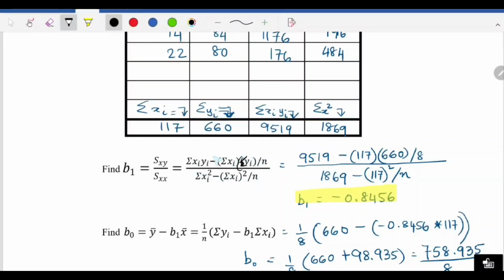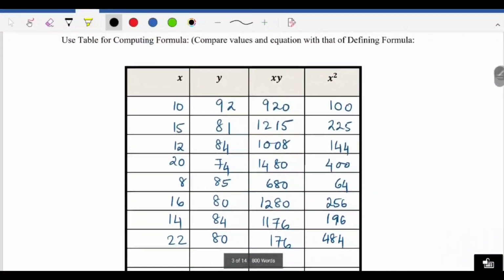Now the formula itself looks more complicated than the defining formula that we used for s sub xy divided by s sub xx. However, in order to find s sub xy using the defining formula, we had to use 7 columns, whereas here we'll just work with 2 extra columns. 4 columns altogether.